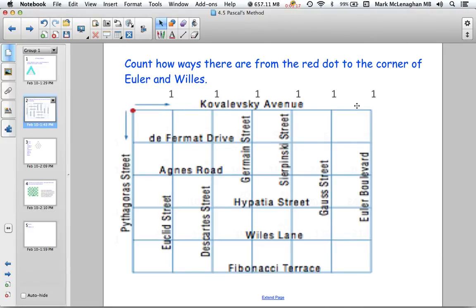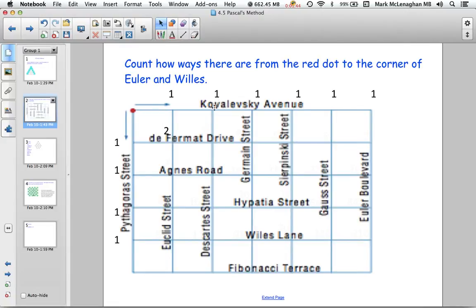So like we said with Pascal's triangle, the outside rows are always 1. Okay, so we number those. And then we take the two terms above and add them together. So in this case, there's one path to get to this point, one path to get to this point. So 1 plus 1 is 2. So there's 2 ways to get to this corner.